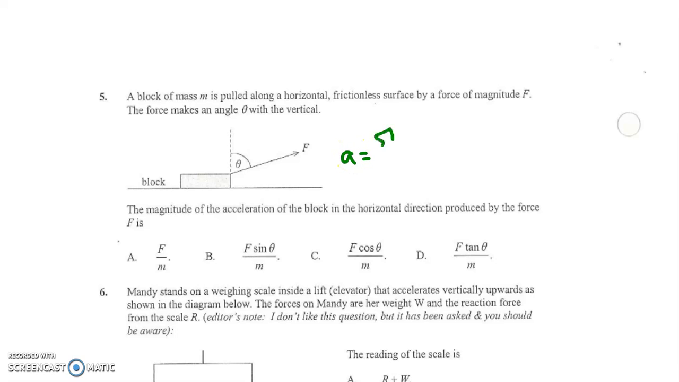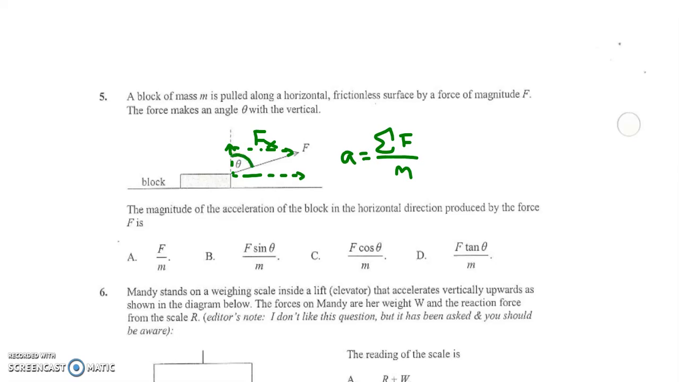So I know a equals F net over m. So you might want to think right off the bat that it just is F over m, but don't forget that this force is acting at an angle. And actually I'm going to draw my triangle up here. So what I want to figure out is that x component. Now you've got to be careful that the angle is with respect to the vertical.